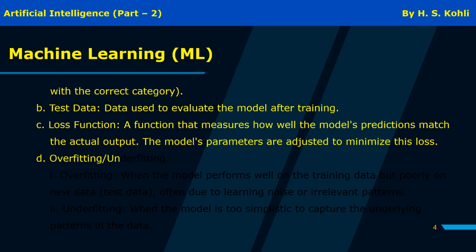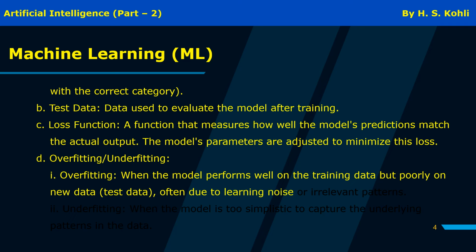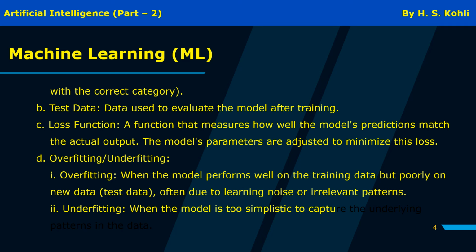D. Overfitting/underfitting. 1. Overfitting, when the model performs well on the training data but poorly on new data, test data, often due to learning noise or irrelevant patterns. 2. Underfitting, when the model is too simplistic to capture the underlying patterns in the data.